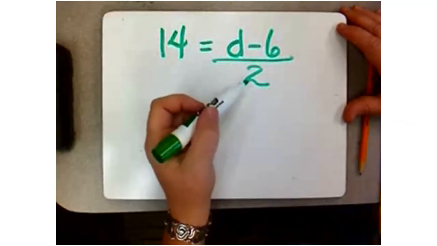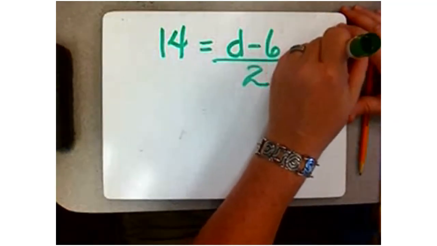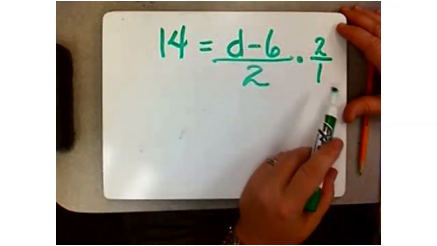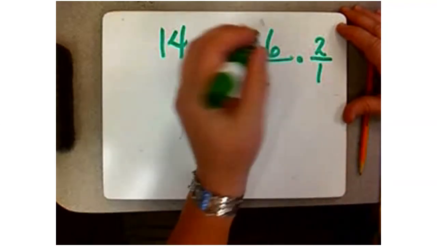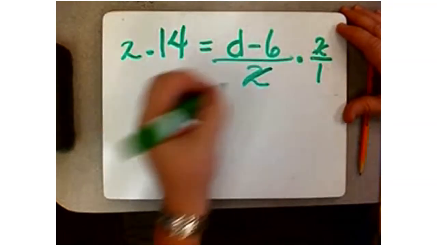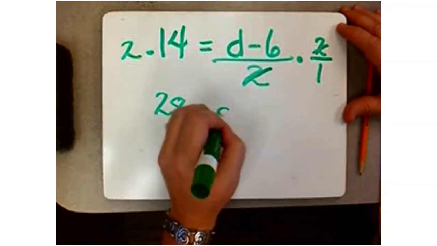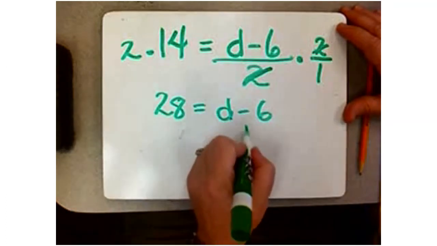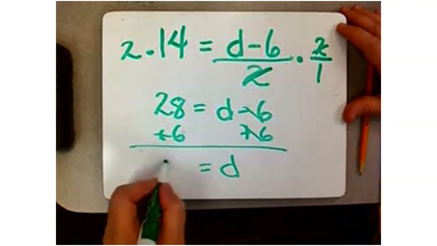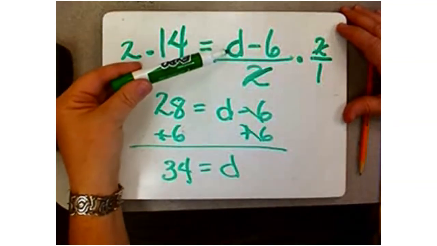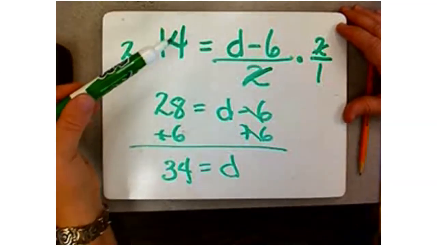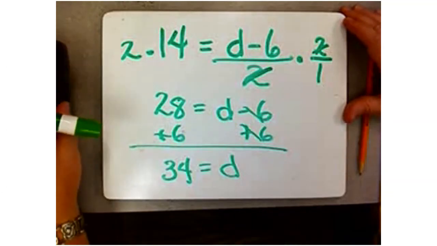Okay, we see that we can get rid of the division by multiplying by a 2 over 1. We want to do the division first in this case because that d minus 6 is up there in the numerator position. We can't really add 6 to this without making a mess. So we're going to multiply by 2 on both sides. We get 28 equals d minus 6. We're going to add 6 to both sides, and d equals 34. We check our answer. Plug 34 in for d. 34 minus 6 is 28. Divide it by 2, we end up with 14, and it checks.